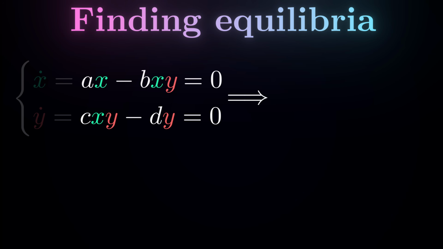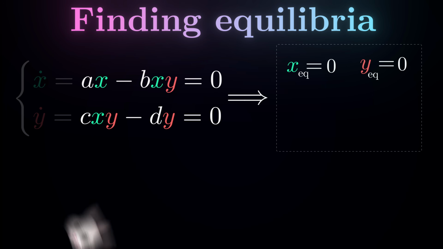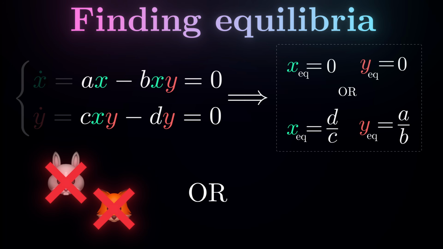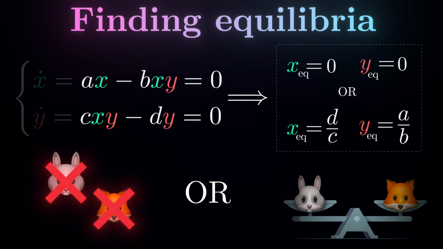Solving this gives us two equilibrium points. (0, 0), which means that both populations are extinct. It's a trivial but mathematically valid solution. And there is another non-zero equilibrium, which means that there exists a balance between predators and prey.